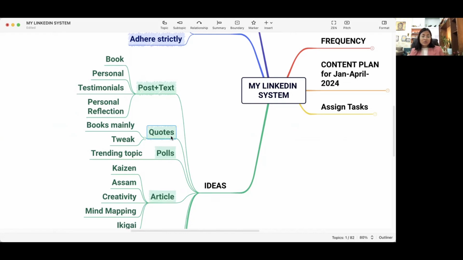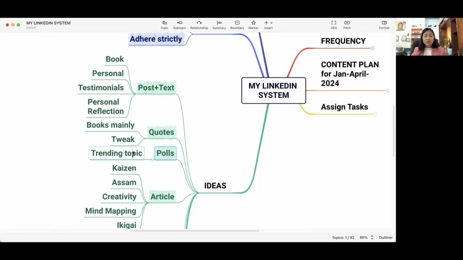So all of those, then quotes. I also sometimes like to just put a picture of mine and some quotation at the bottom and post it as a LinkedIn post. So those quotes will directly come from books, or what I do is I read from books, and then based on that inspiration, I make my own quote. So whichever way. Polls. I try to post some polls based on some trending topics. It may not be directly related to my niche, but some trending topics.